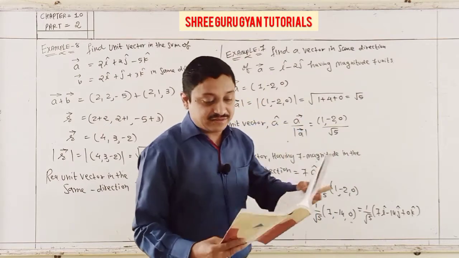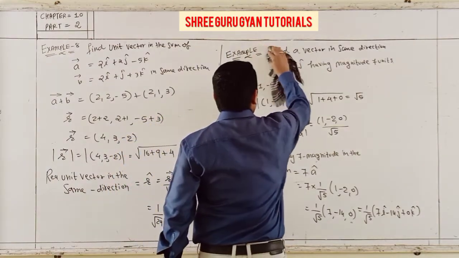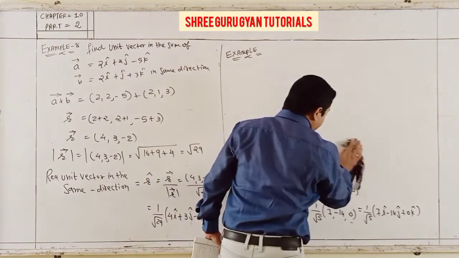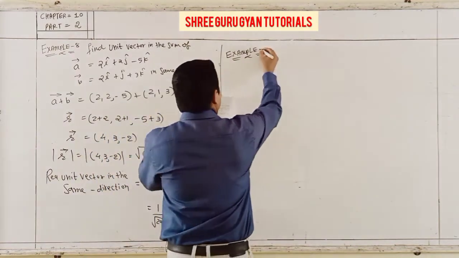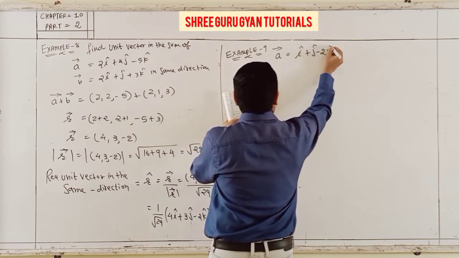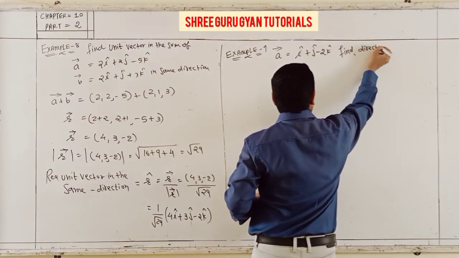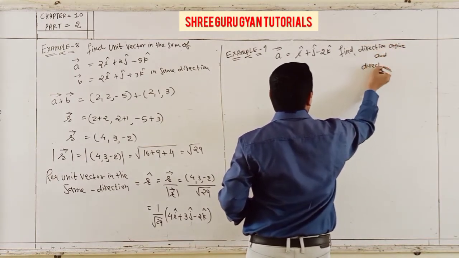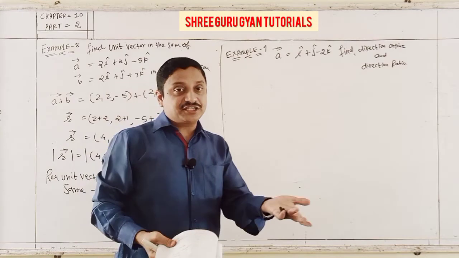Example number 9 is asking for direction ratios and direction cosines. For the given vector A = i + j - 2k, find the direction cosines and direction ratios. It's very easy.